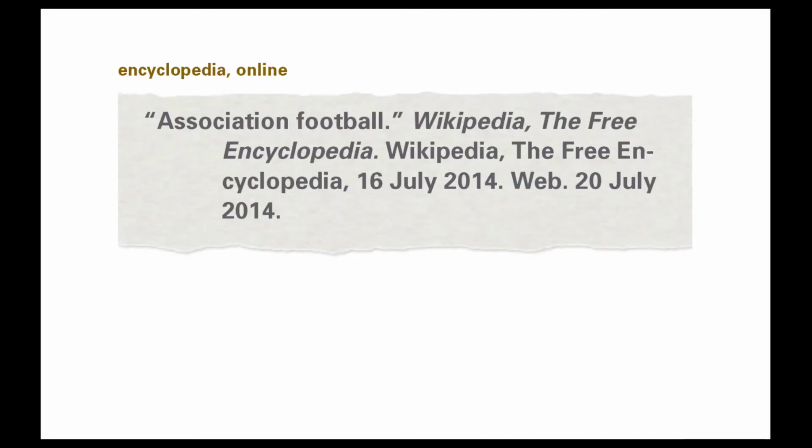This article in an online encyclopedia is cited with the name of the article in quotation marks, the name of the website, the publisher, the date of publication or update, the medium of publication, and the date of access. The online encyclopedia Wikipedia publishes a helpful format for citing it as a source. Click on Cite this page in the left-hand column of a Wikipedia article to see a ready-made citation.